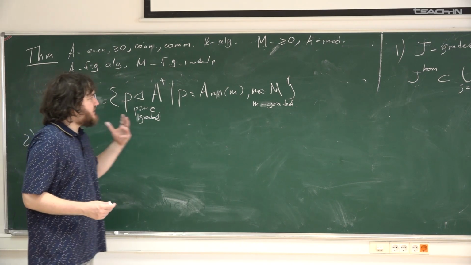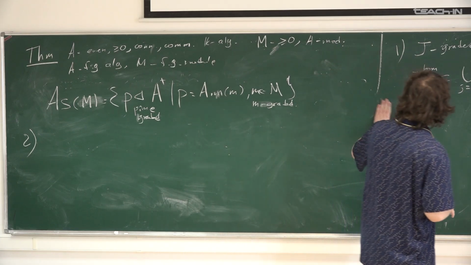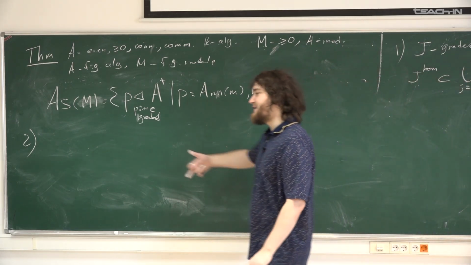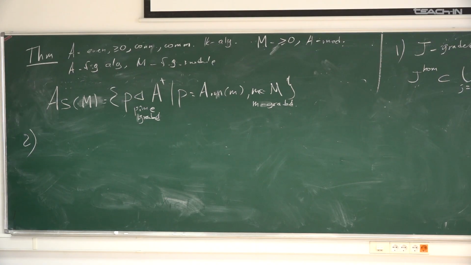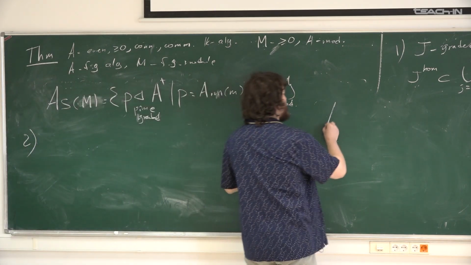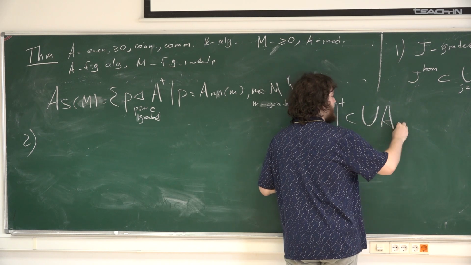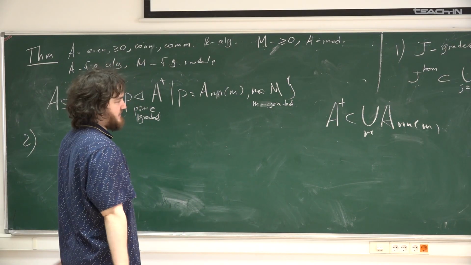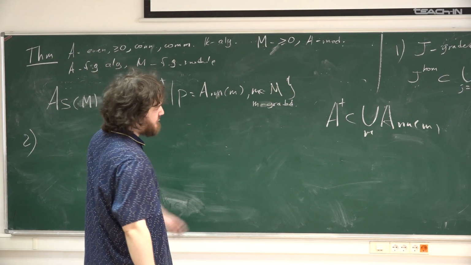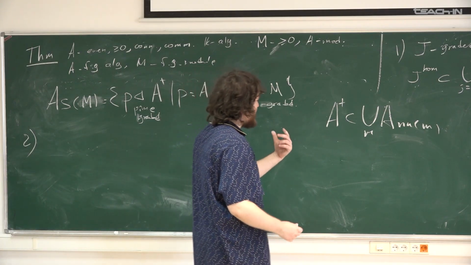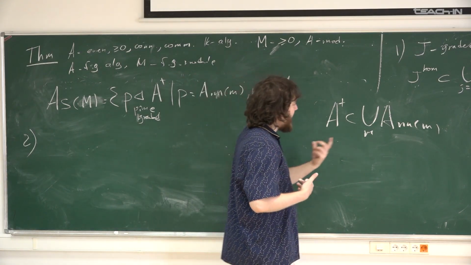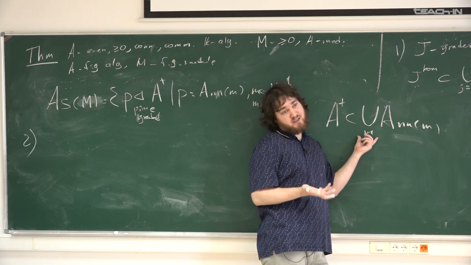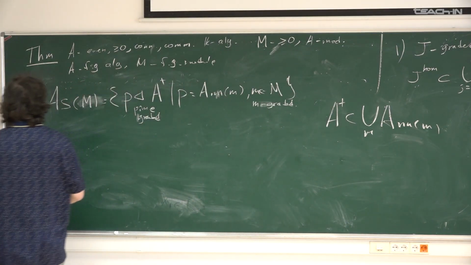So I need to check more or less that this set is finite, and my zero divisors lie in the union of these annihilators. So what do we need? I have that my A plus lies in the union of all annihilators. Here, it's only prime ideals, because what is important is that they are prime. So my second step is why I can consider only prime ideals here.